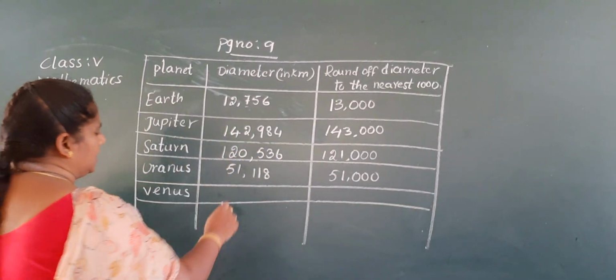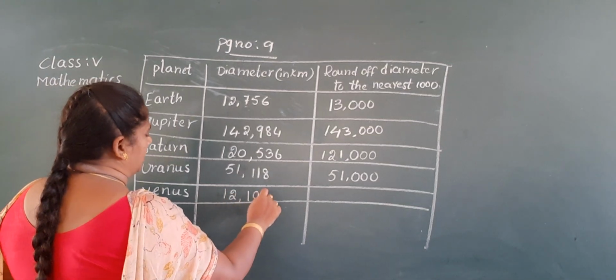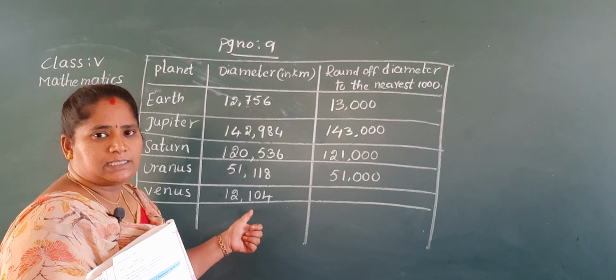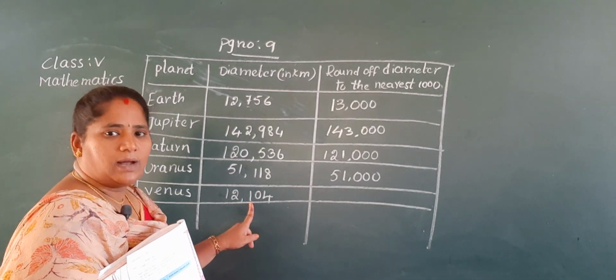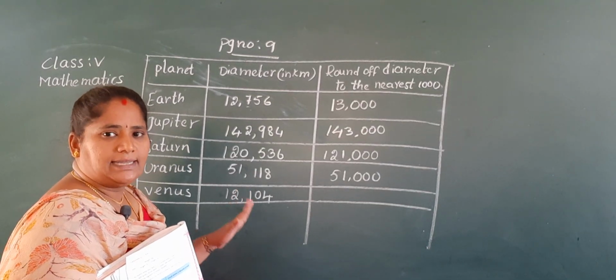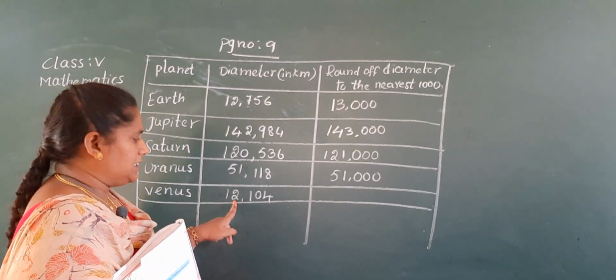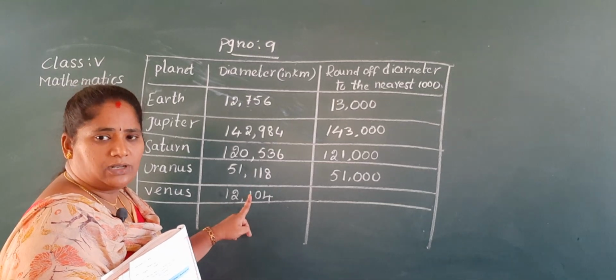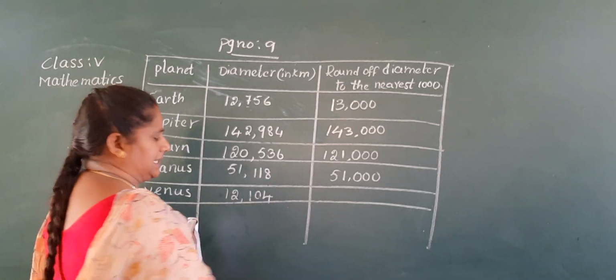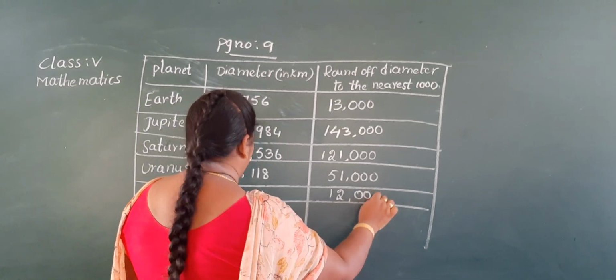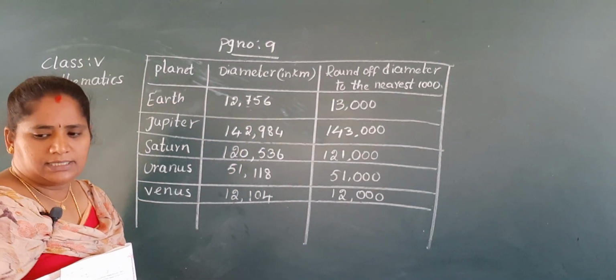And next, Venus. The diameter of Venus is 12,104. Observe the digit at the hundreds place, it is 1. 1 is less than 5, so this number is rounded down. That means we need not change the thousands place, and we keep zeros in the hundreds, tens and ones places. So this number is rounded to 12,000.